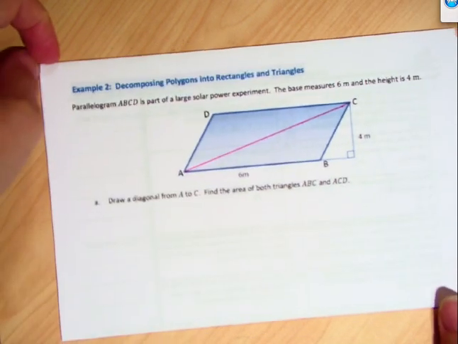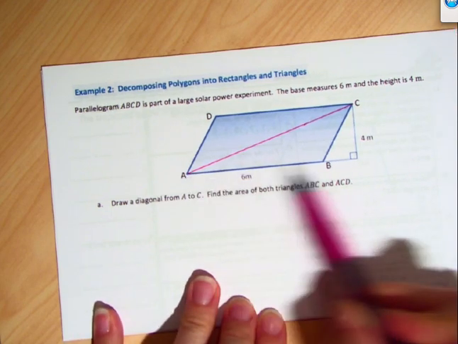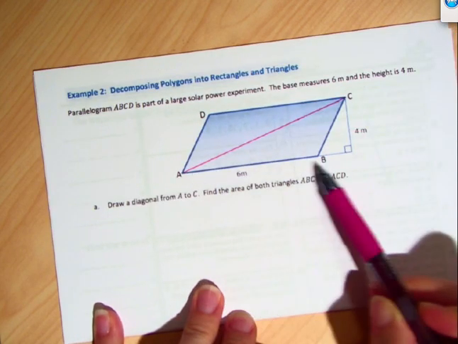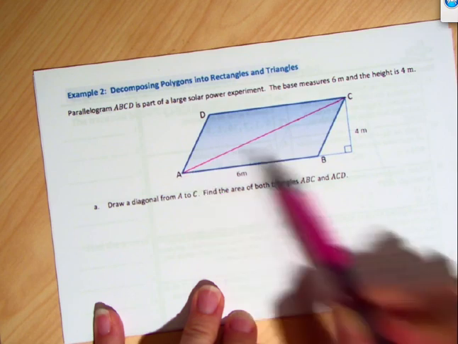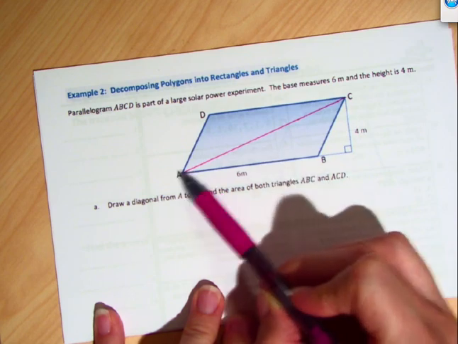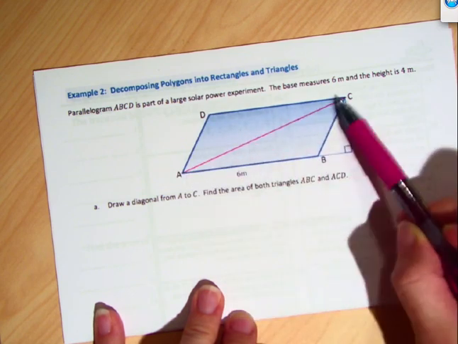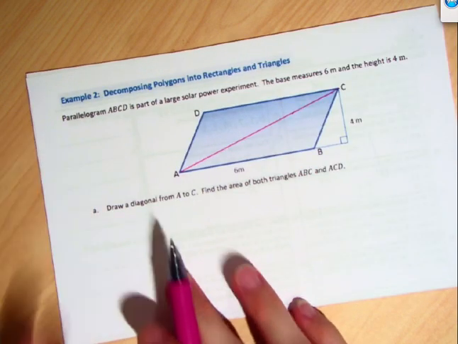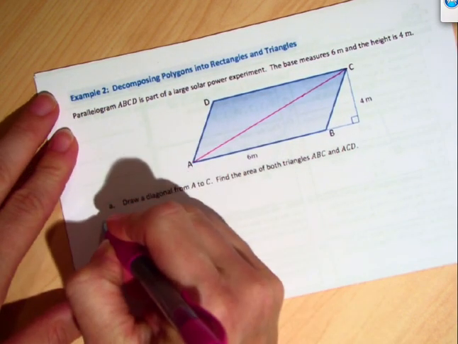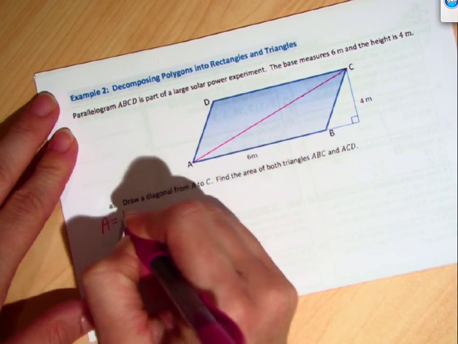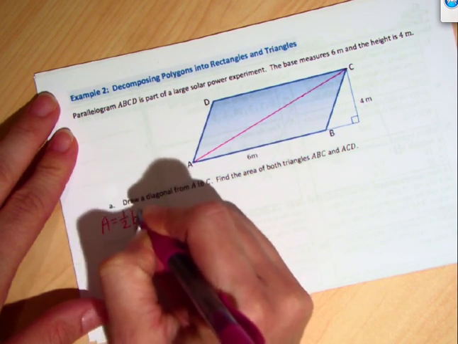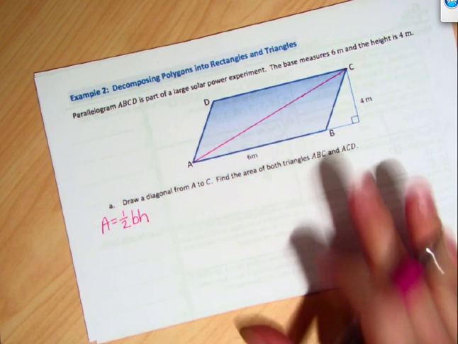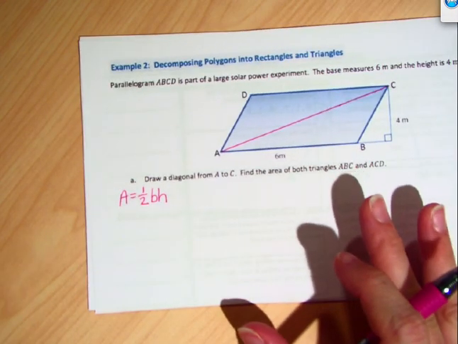Find the area of both triangles ABC, so this triangle right here, and triangle ACD. So we're going to find the area of each of those triangles. If you remember the area formula for a triangle, I'm going to put this information down here actually. So the area formula for a triangle is 1/2 base times height. Okay, because it's half of a rectangle.